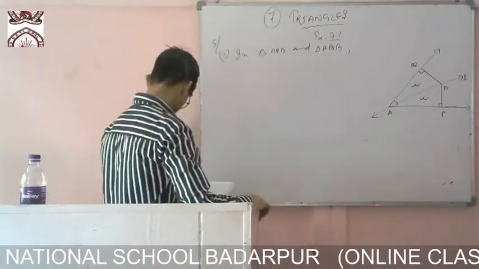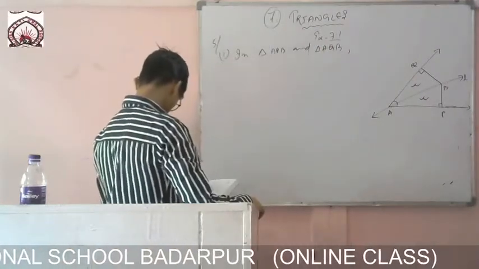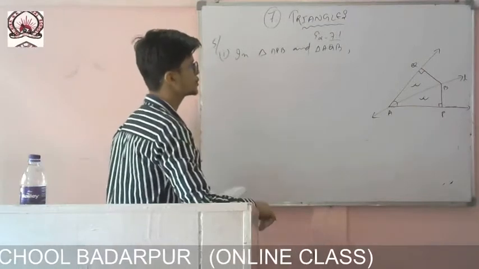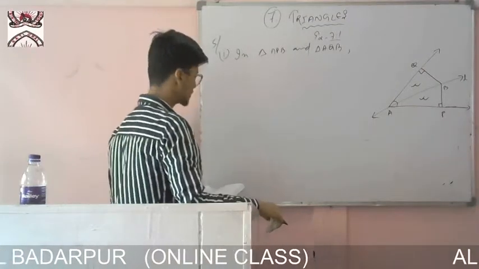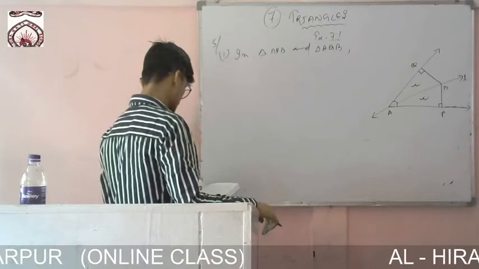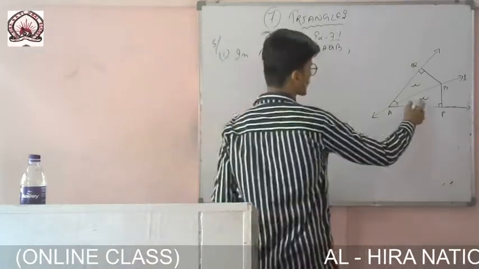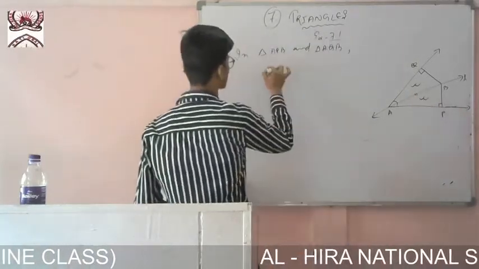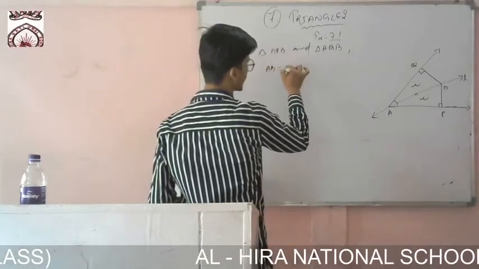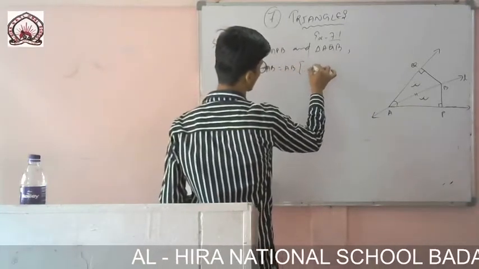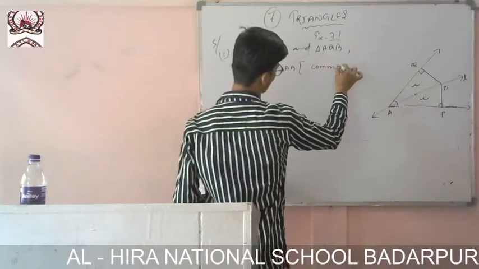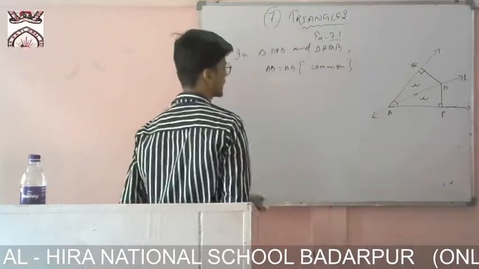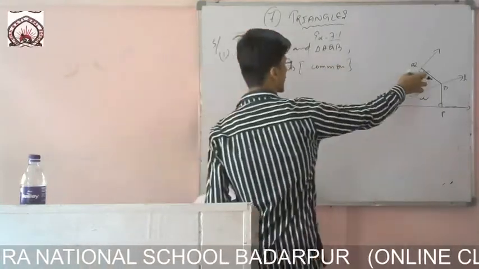In triangles APB and AQB, these are the two triangles. First of all, I will start relating the things. You see that it has a common arm AB. So let me write this one first: AB equals AB, common side.